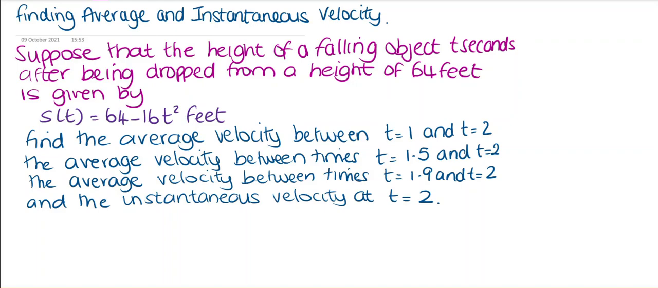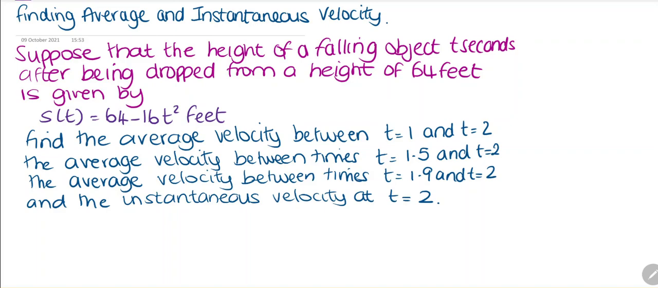Find the average velocity between when time is 1 and time is 2. Then the average velocity between time 1.5 and 2. The average velocity between 1.9 and 2, and then the instantaneous velocity at t equals 2. So let's have a look.